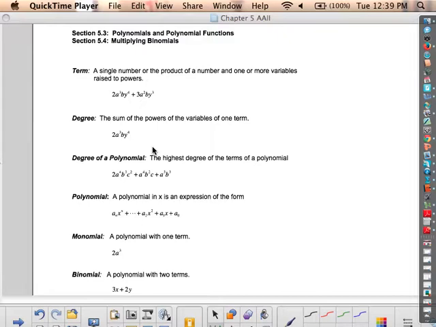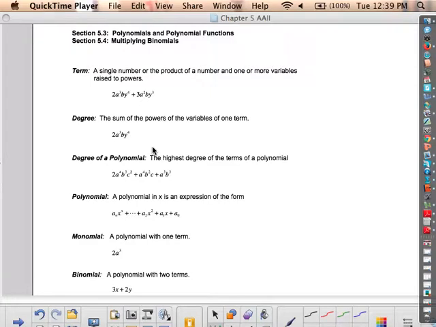Okay, let's take a look at sections 5.3 and 5.4. That's on polynomials and polynomial functions and actually multiplying some binomials. We're going to start out with just looking at some definitions so that you can develop an understanding of some of these because they're going to be pretty important later on.